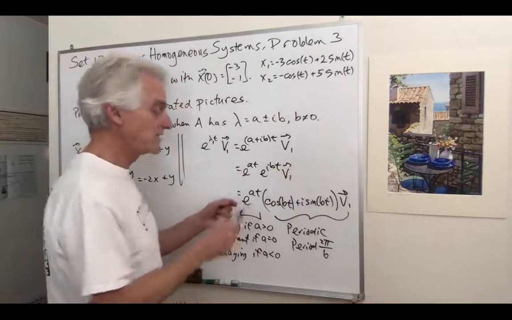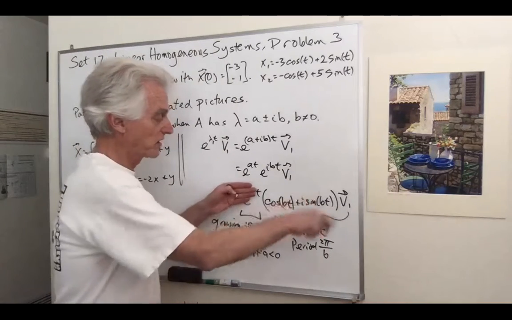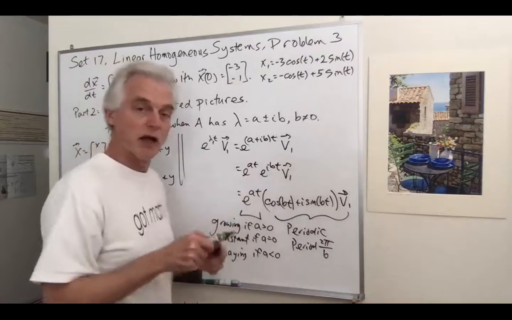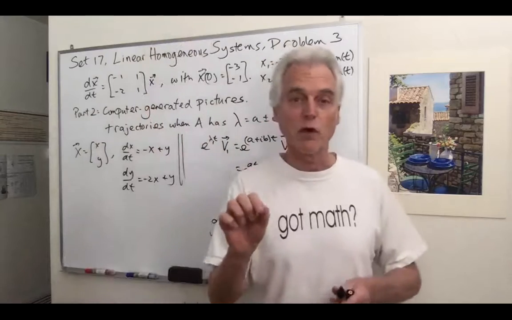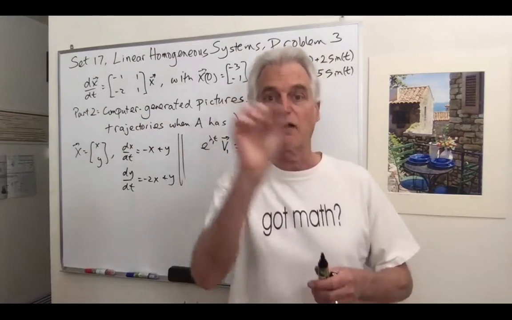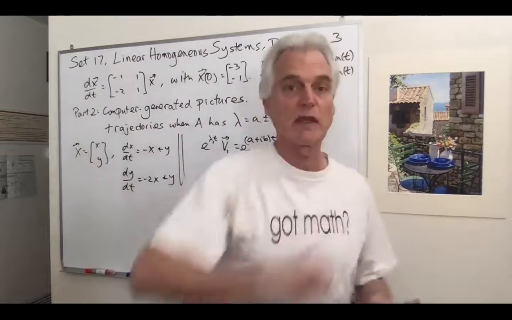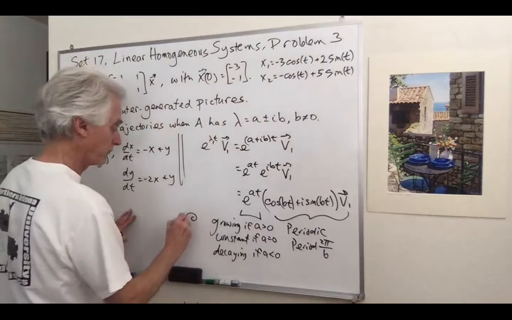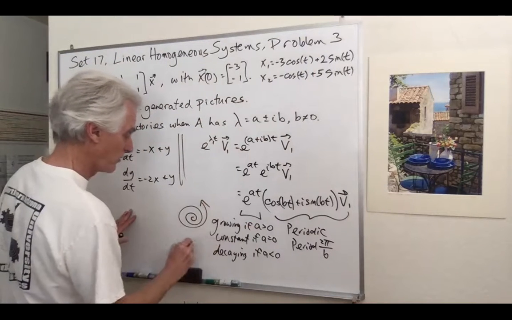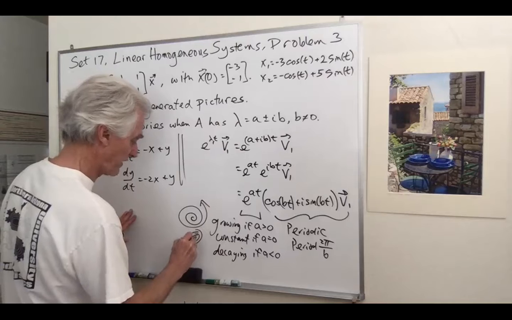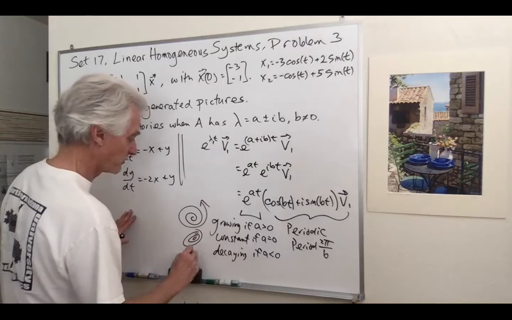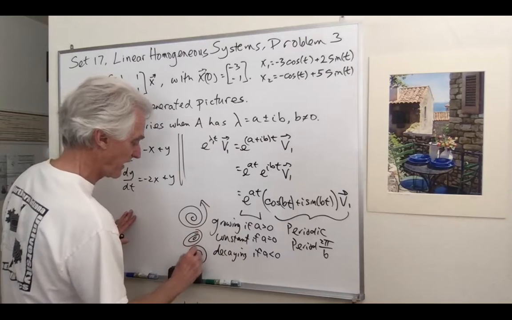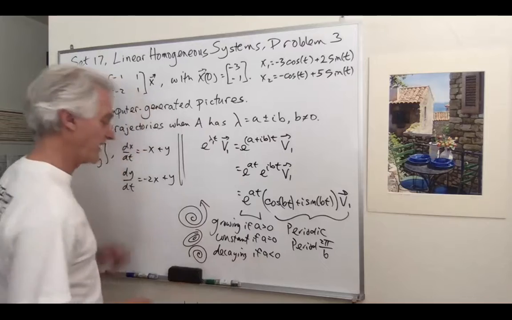But if a is positive, this part's going to go around, but I'm going to be multiplying it by a growing factor. So it starts out, and it starts spiraling out. So trajectories look like this, or trajectories look like this, ellipses, or trajectories that decay, they come in, if a is negative.